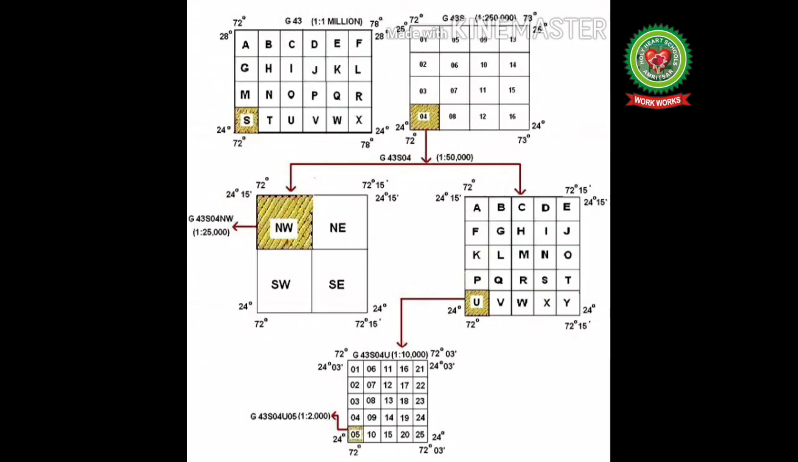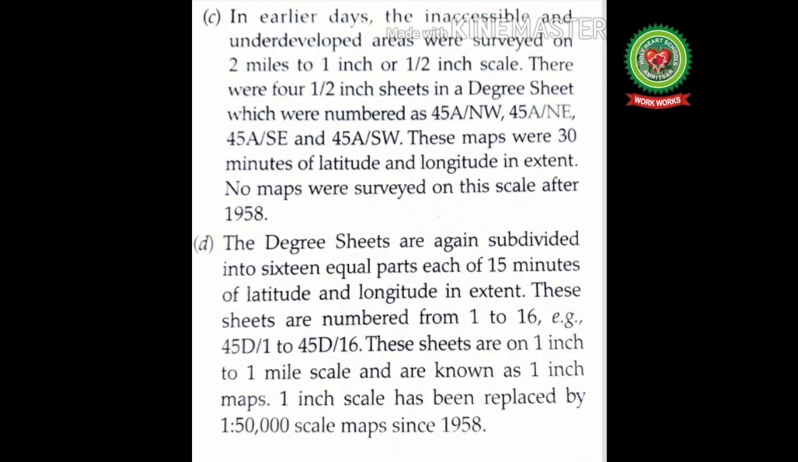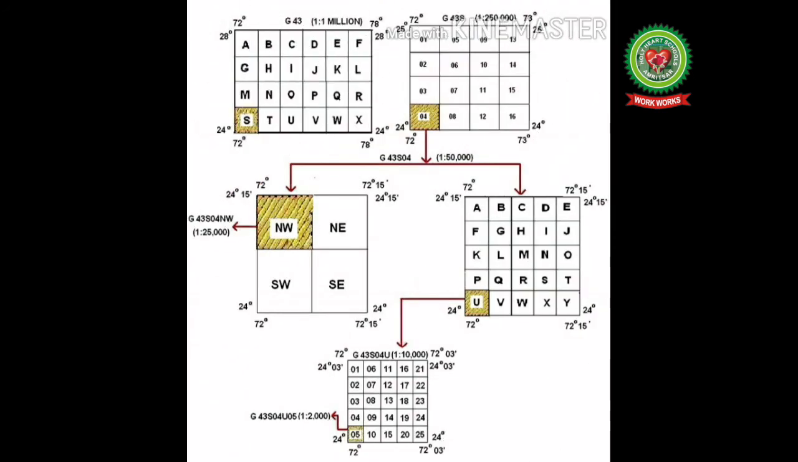The degree sheets are again subdivided into 16 equal parts, each of 15 minutes of latitude and longitude in extent. These sheets are numbered from 1 to 16, for example 45D1 to 45D16. These sheets are on a 1 inch to 1 mile scale and are known as 1 inch maps. The 1 inch scale has been replaced by 1:50,000 scale maps since 1958.